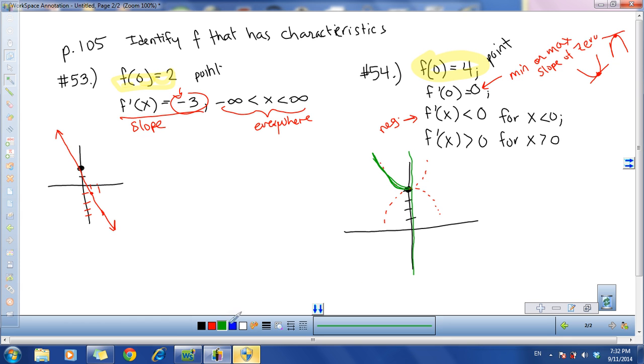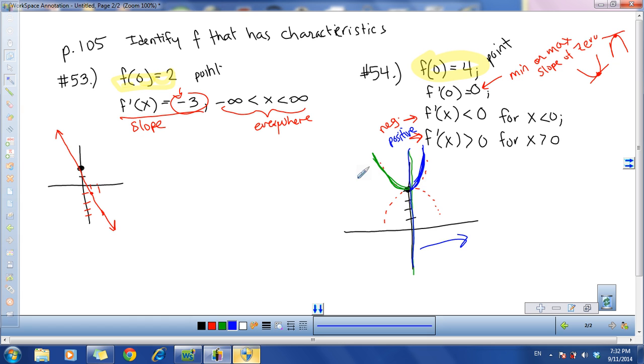Then I look at my last clue right here. f prime of x is greater than 0 for x greater than 0. So again, here's 0. In this direction, it's telling me that I have a positive slope. And again, I'm looking at these two. Which of these little parts of my graph have a positive slope? If you said the top one, you are right again.